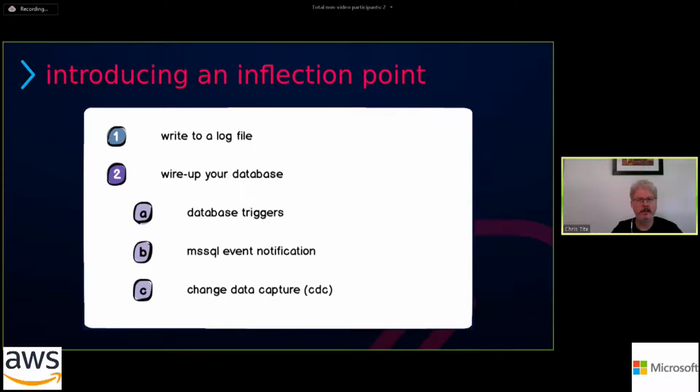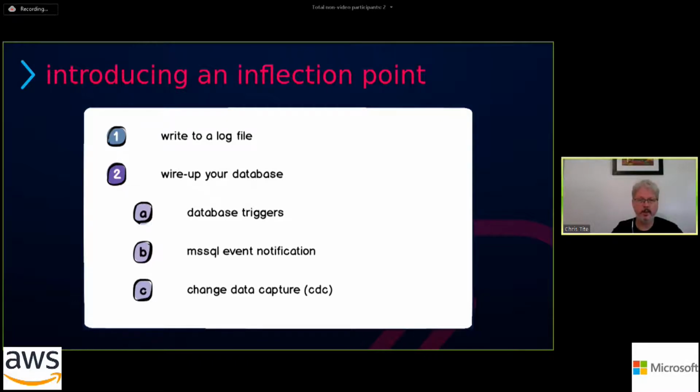There are traditionally two ways in which we could do this. We could write to a log file. So if you've got a standalone application and you've got access to the source code, you can write to a log file, and Kafka provides some very helpful connectors which just read from log files and push the data straight into Kafka streams.